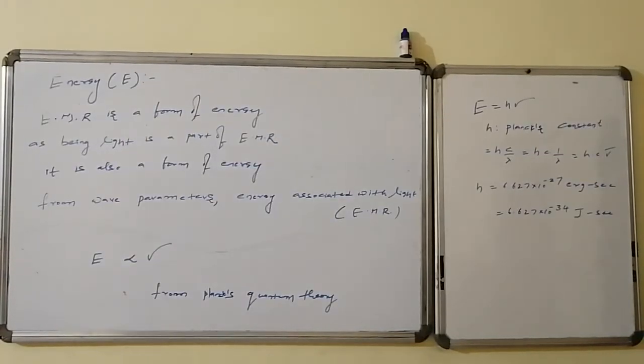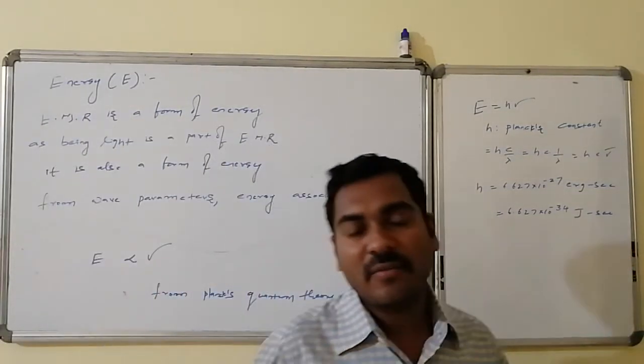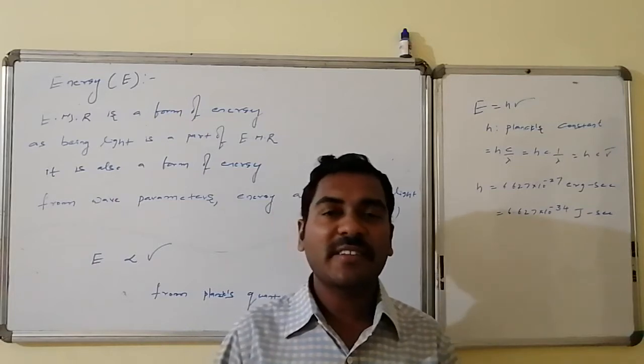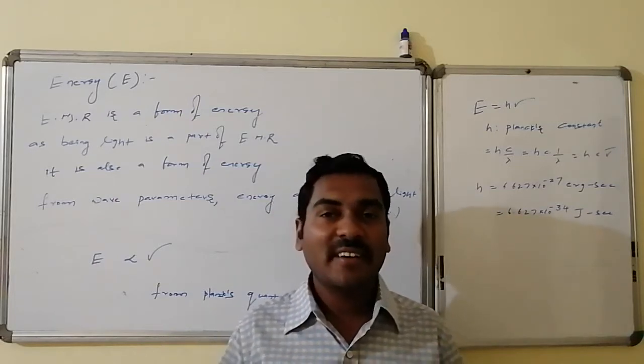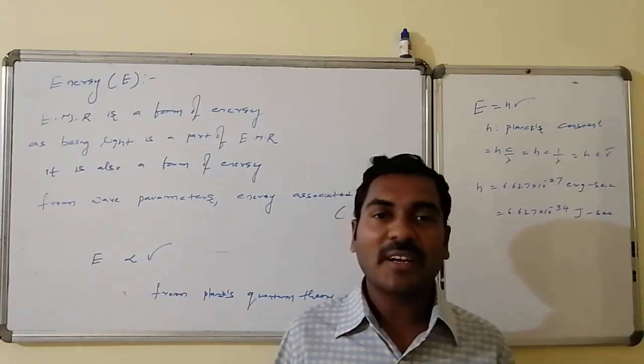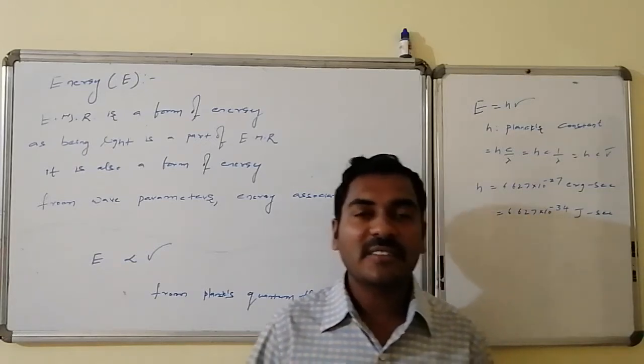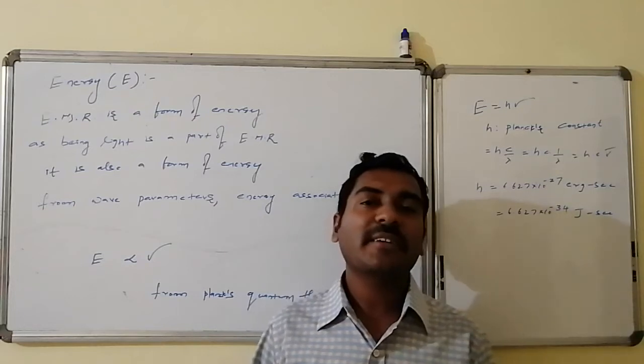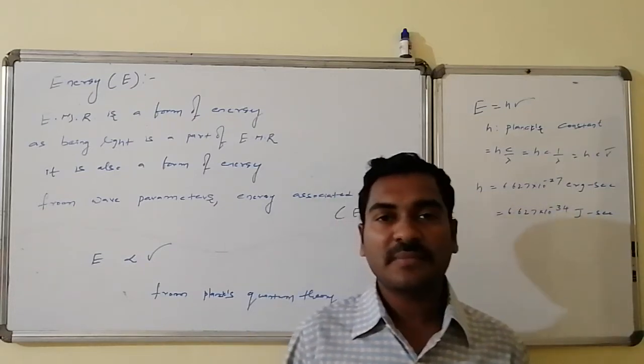Energy. Electromagnetic radiation is a form of energy. The visible part of the electromagnetic radiation is generally known as light. Light is a part of electromagnetic radiation. The total electromagnetic radiation is a form of energy. The part of electromagnetic radiation, light, is also a form of energy.